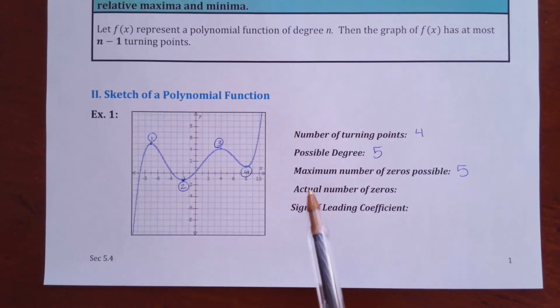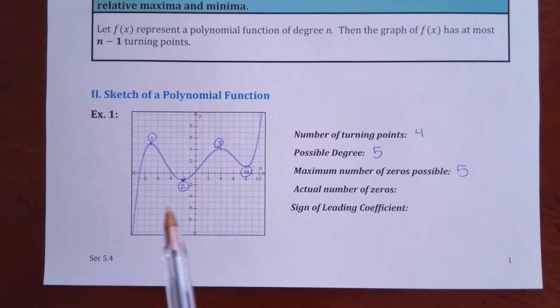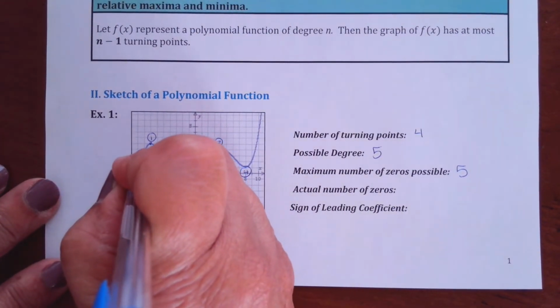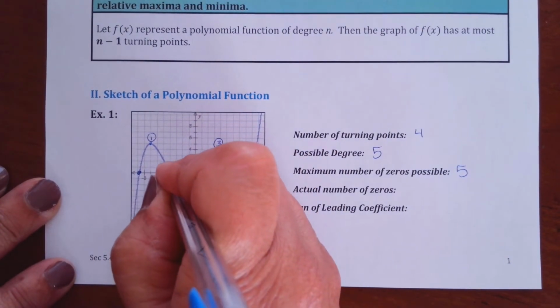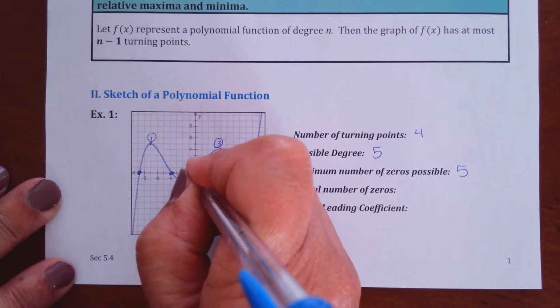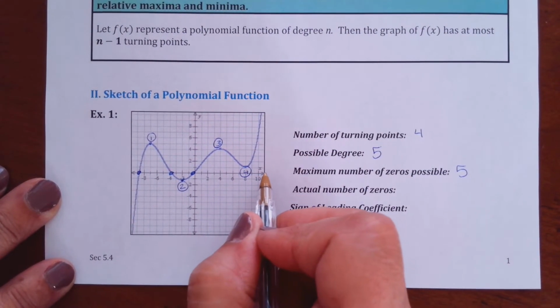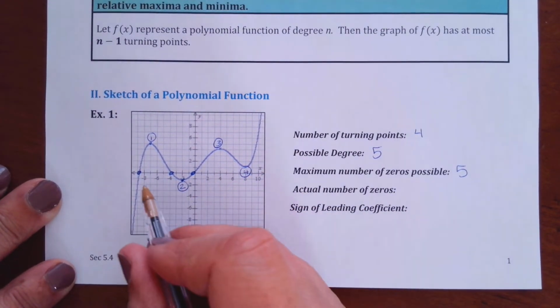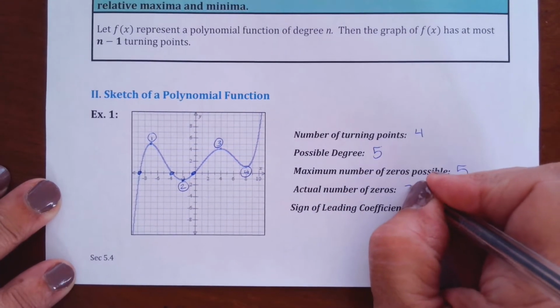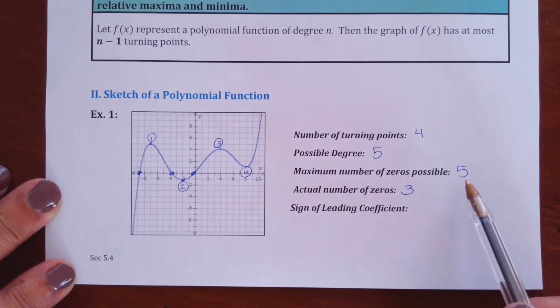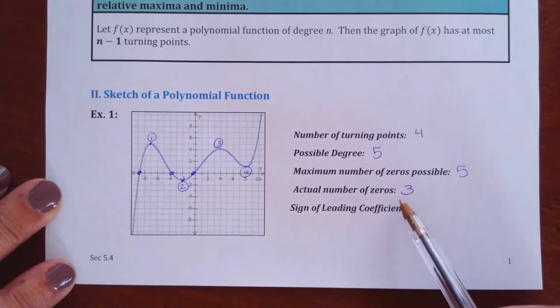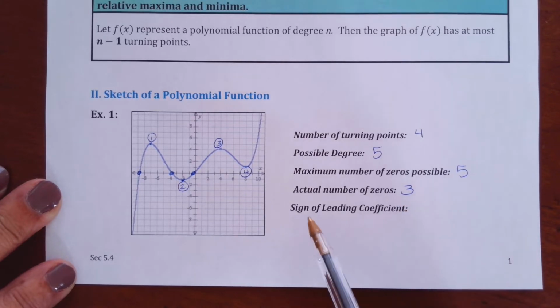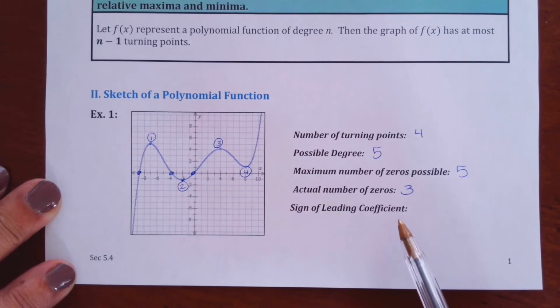Now this question is asking you what are the actual number of zeros in this graph? Well, that's just where it crosses the x-axis. So here's 1 zero, 2 zeros, 3 zeros, and then nothing else crosses. So this graph, even though it could have 5 zeros, it only has 3. Okay, so that's important to know. But you don't always get the max. Sometimes it's less.